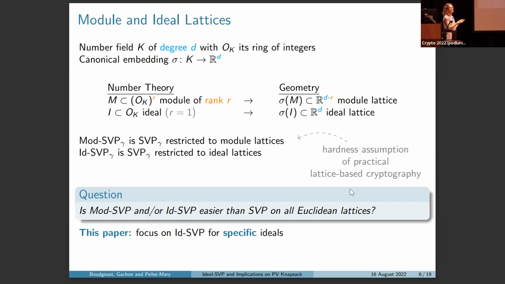And why are people looking at this quite special variant of this problem? Because it's used as a hardness assumption for practical lattice-based cryptography. And so the main question that has occupied the community in the last 10 years or so is whether the shortest vector problem becomes easier once you restrict it to those special module or ideal lattices. And today I'm focusing on the ideal case and on very specific ideals.